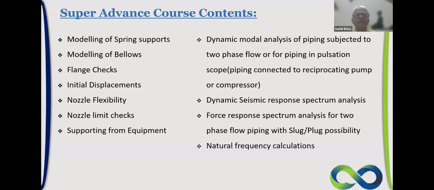Then in this particular course, we are also adding some super advanced requirements, such as modeling of spring supports, modeling of bellows, and flange failure checks. We were talking earlier about flanges. Sometimes if the stresses are very high, the flanges may also fail, so how to check the flange. Then initial displacements, how to impart initial displacements, and how to impart nozzle flexibility, because equipment has a nozzle, and that nozzle also has some flexibility. So how to take advantage of the flexibility of the nozzles mounted on the equipment.